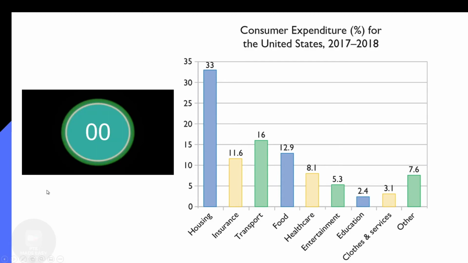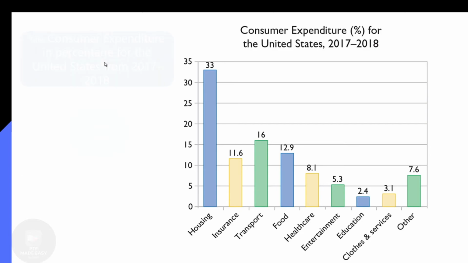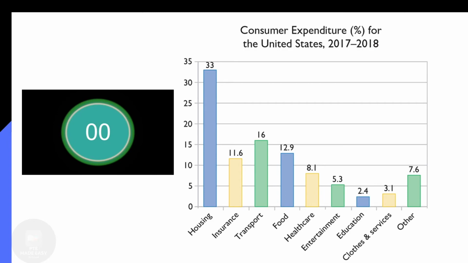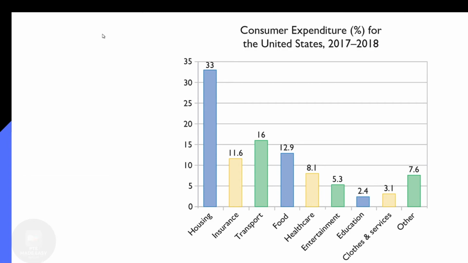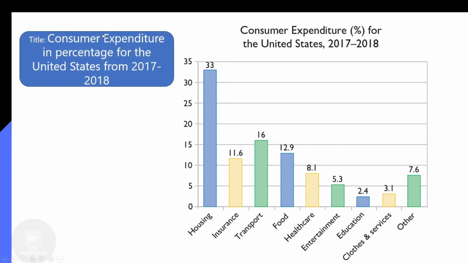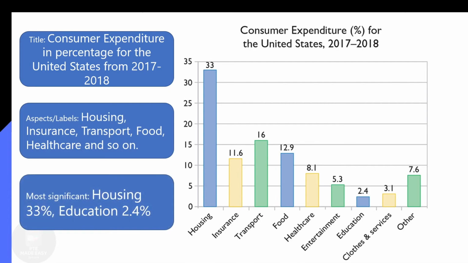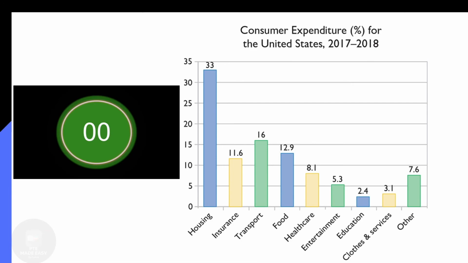Right, I believe you have gotten all of your information sorted. Let's see. I have got the following information. Of course, first of all, I got the title, and then I also got the aspects, and I also got the most significant information, which is highest and lowest. By keeping them in mind, it is now time that we answer. Now you have 40 seconds to answer. Let's try.